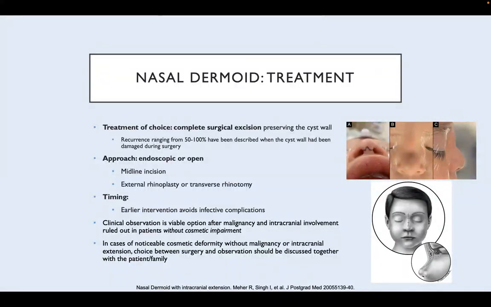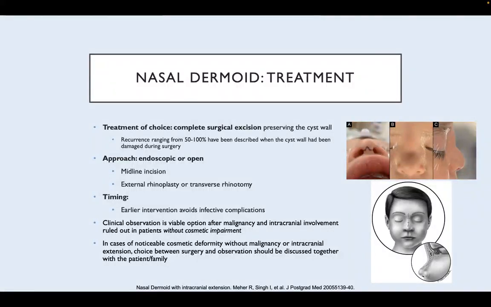The approach can be endoscopic or open. Generally, mostly it's done open via a midline incision, an external rhinoplasty incision, or even a transverse rhinotomy. The timing of it, well, as I mentioned earlier, intervention avoids infective complications, as well as it's sometimes better for cosmesis.